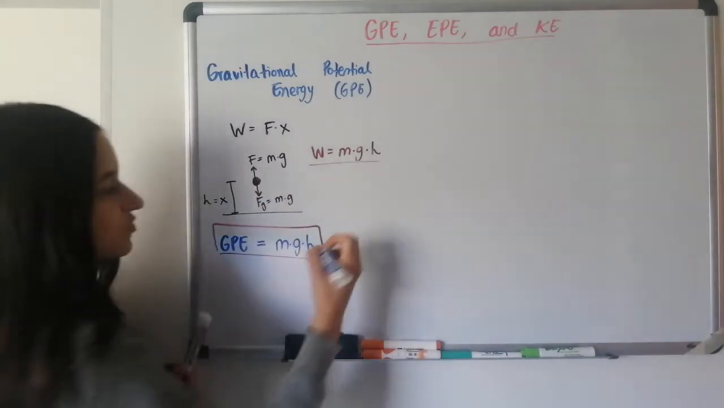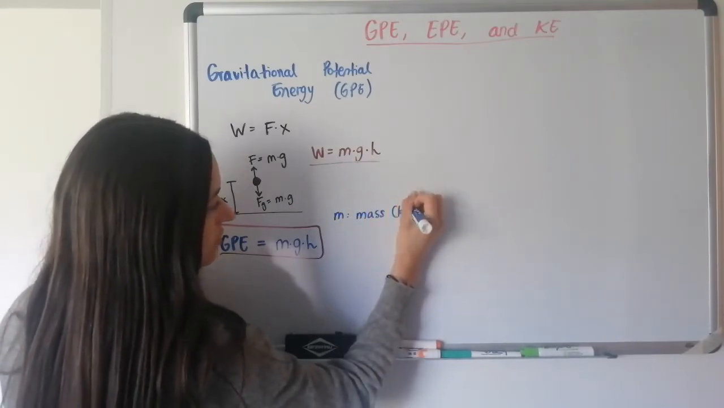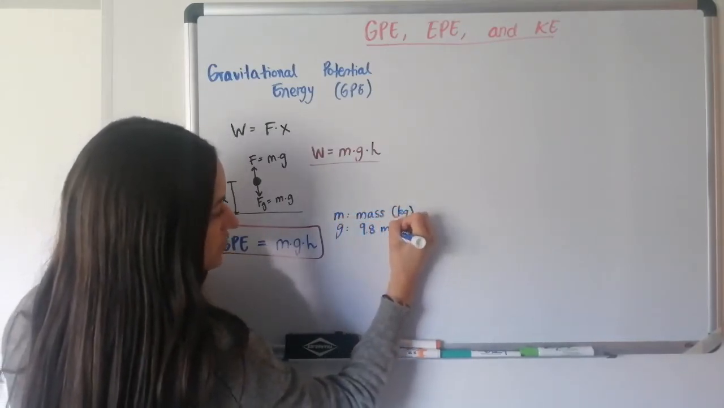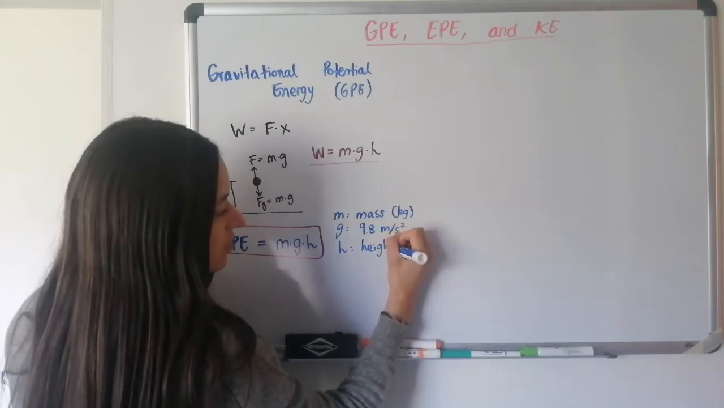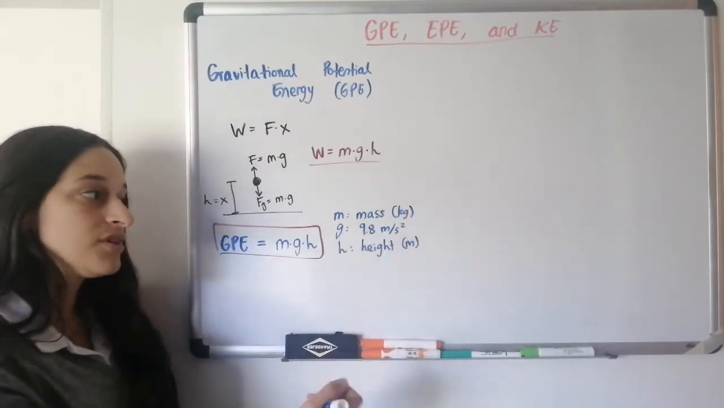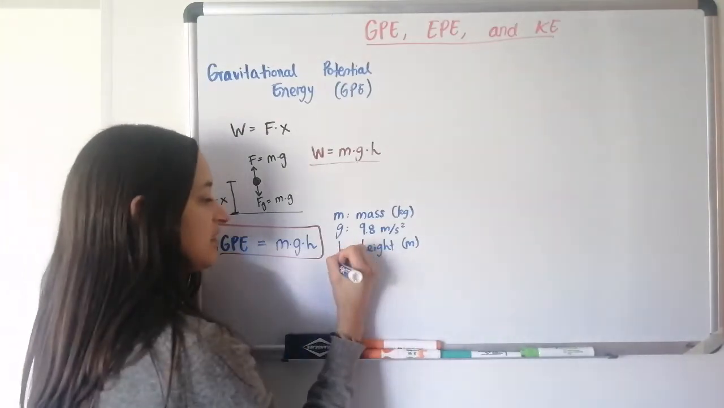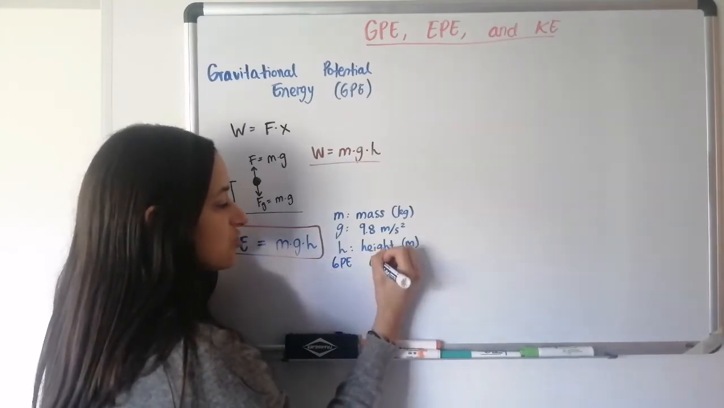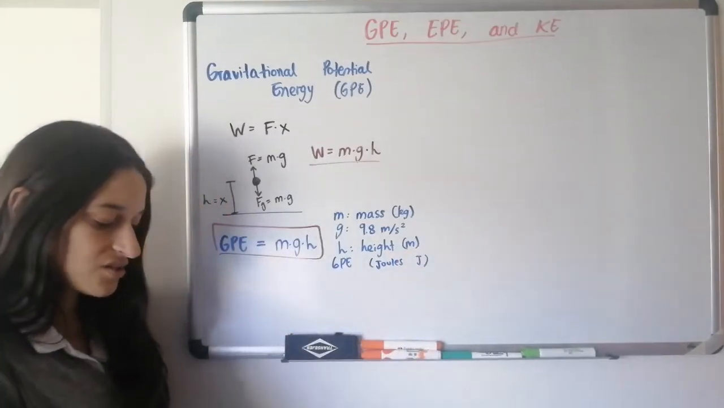So here, just as a reminder to have it in your notes, m is mass in kilograms, g is the acceleration due to gravity, so 9.8 meters per second squared, and h is the height in meters, always in meters. If you have these three values in these units, kilograms, meters, and meters per second squared, you're going to get your energy, the GPE, in joules. So the unit is joules, or J. Yeah, so we could do an example.